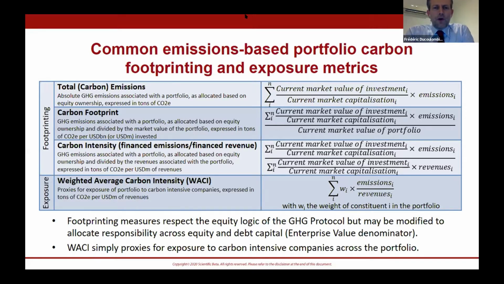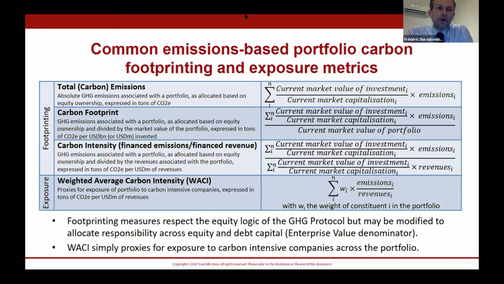So now I'm going to go over a few popular carbon metrics based on emissions. One thing I need to explain first is that there is a difference between carbon footprinting metrics and carbon exposure metrics. The carbon footprinting metric tries to allocate the responsibility for the emissions. And it does so by looking at the polluting assets, the polluting companies, for example, and allocating the responsibility for the pollution based on the share of the company that you control. And typically, in the context of the greenhouse gas protocol, this is based on the equity share.